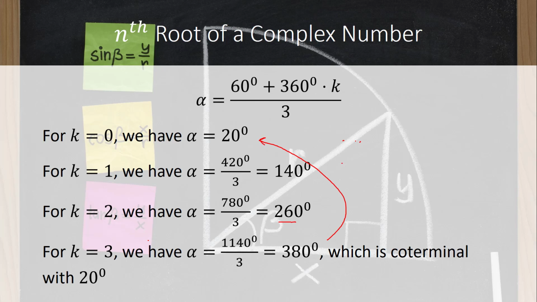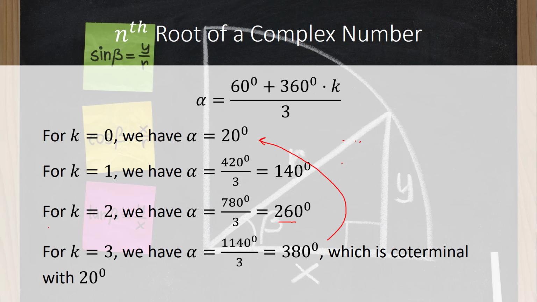So we don't really need to use this because that is going to produce an angle which has the exact same sine and cosine values. And if we went to 4, that angle would be coterminal with 140, and then at 5, this would be coterminal with 260, and we would just keep going around.